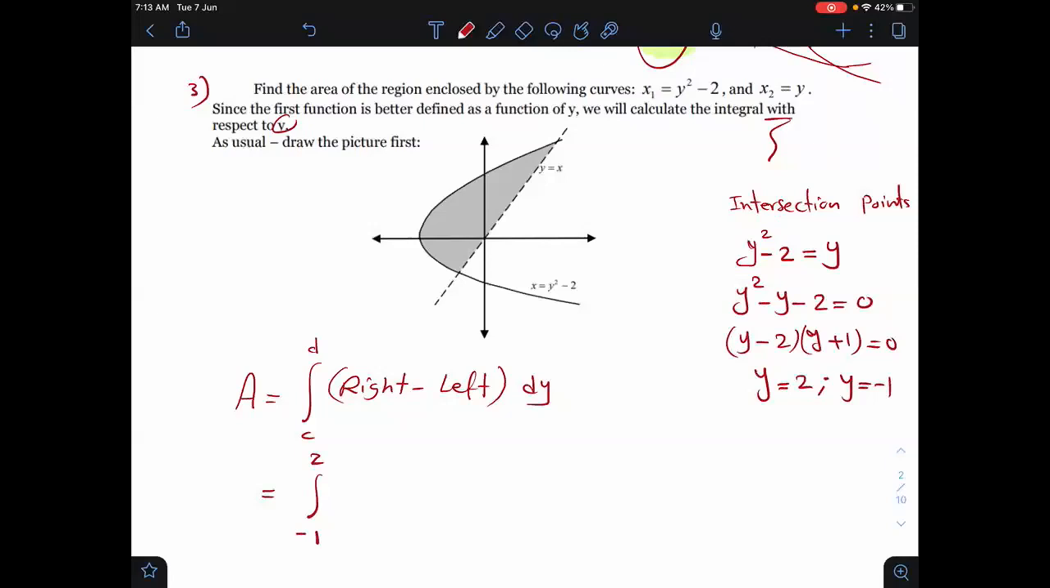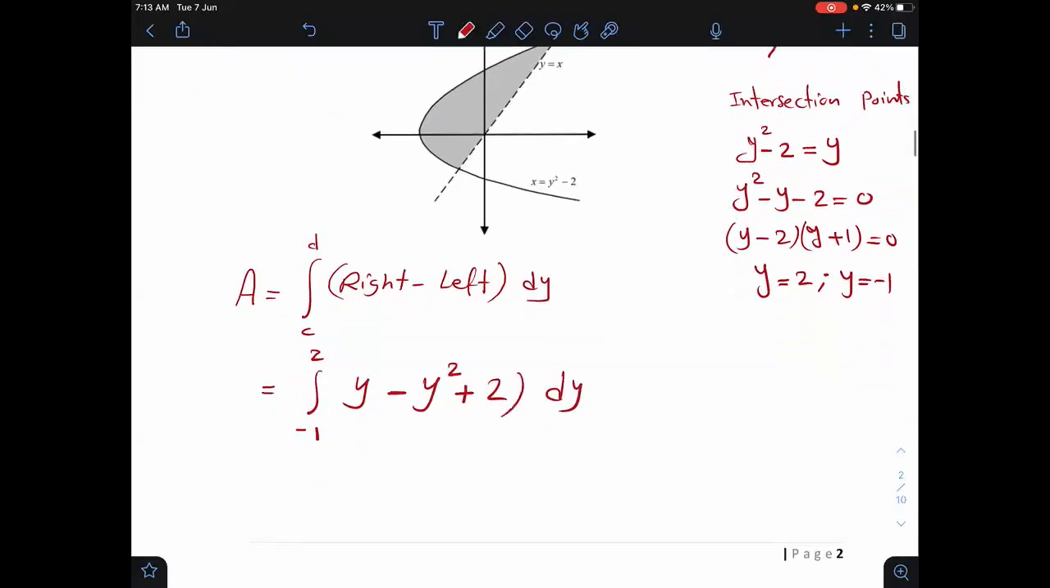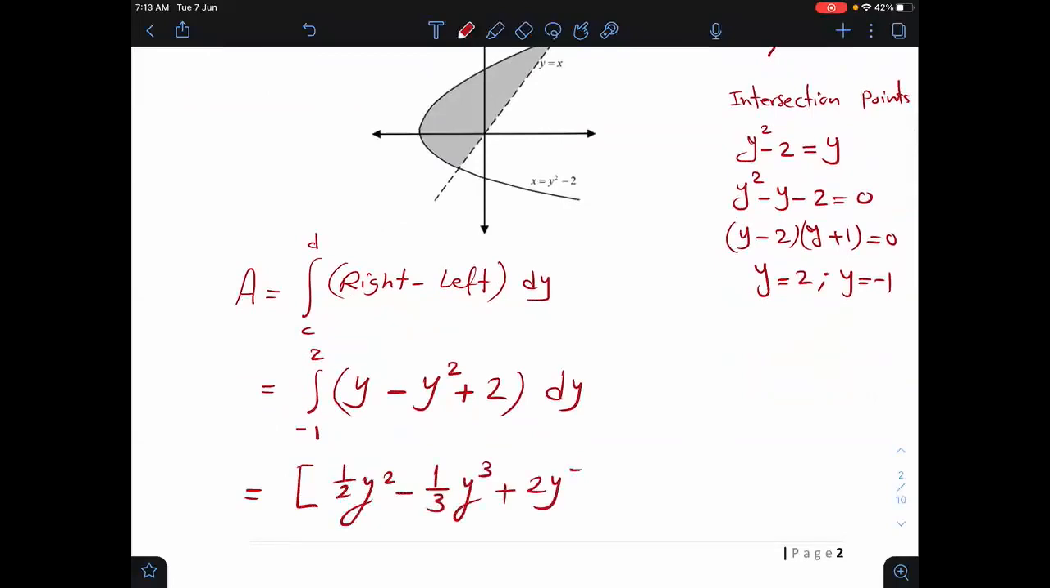The right function is the line y equals x. So we're going to take y minus the left function. Yes, it's y squared plus 2 here, because negative is positive, dy. Now integrate with respect to y. You should write y, not x here. Okay, so 1 over 2 y squared minus 1/3 y cubed plus 2y, and this between negative 1 and 2.